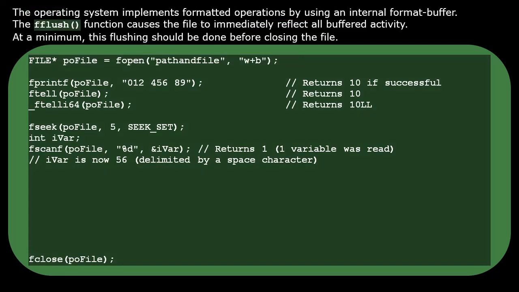Because there's a format buffer sitting in between your program and the file system's file, you should flush that buffer after you've finished all your operations before that file gets closed. This flushing ensures that all the buffering activity has had a chance to get completed.